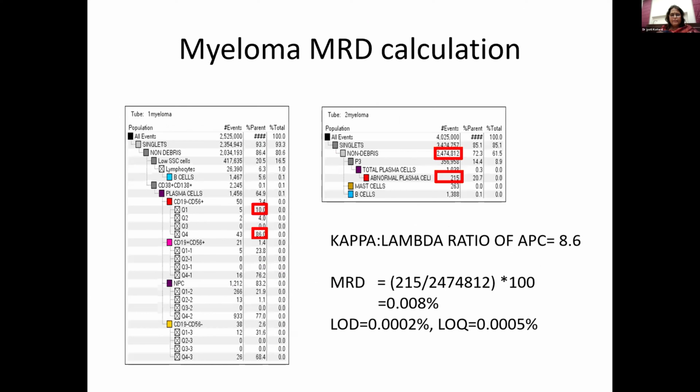And finally, we come down to, if you can see, the total number of non-debris cells is 2,047,000,000, and the abnormal plasma cells are 215. So the MRD is 0.008%. You now don't say less than 0.01%, you write 0.008%, giving the LOD and LOQ. So this was in the 2 8-color tube.